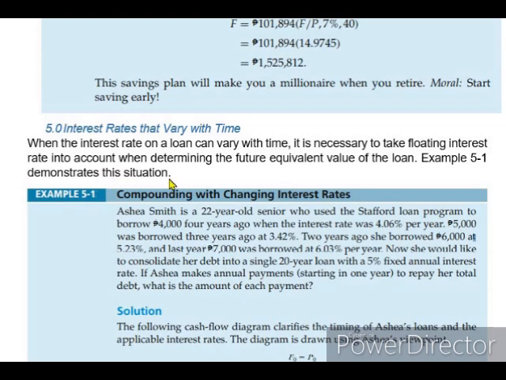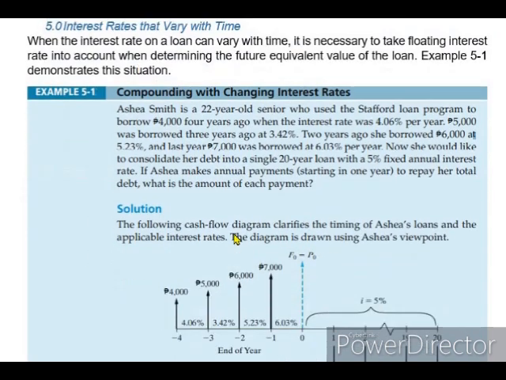So, when the interest rate on a loan can vary with time, it is necessary to take floating interest rate into account when determining the future equivalent value of the loan. So, itong example na to, tingnan natin. Saan yung floating interest? So, compounding with changing interest rates. So, magbago-bago yung interest rates.